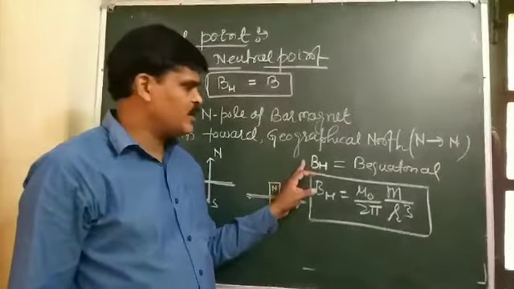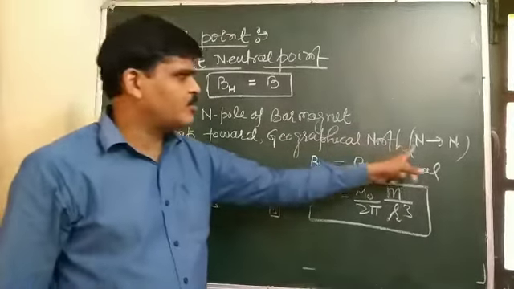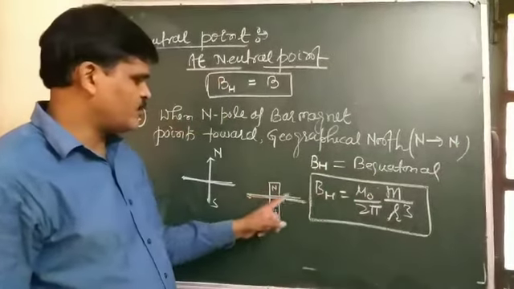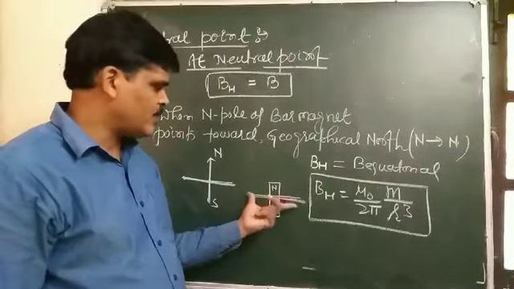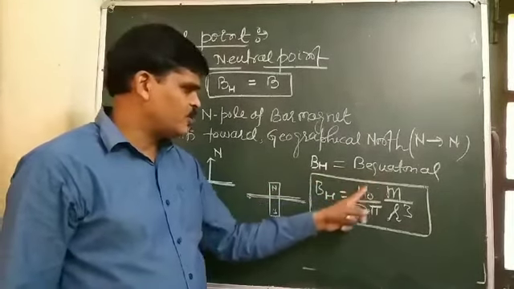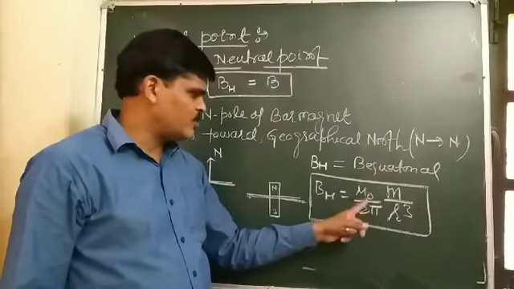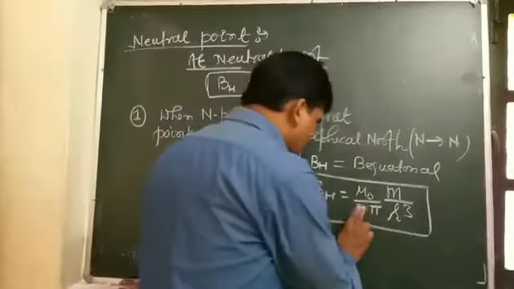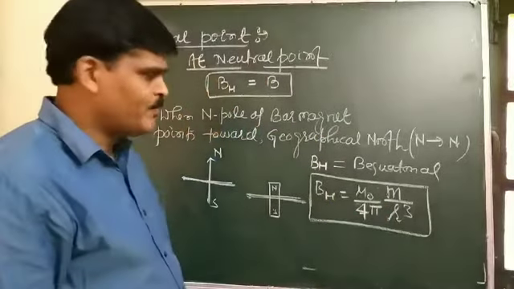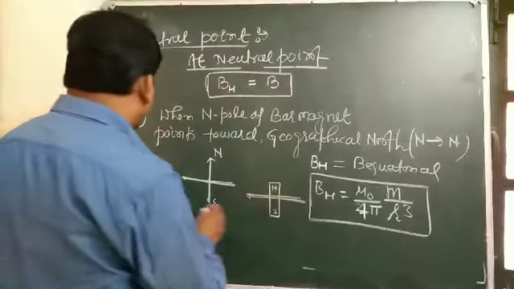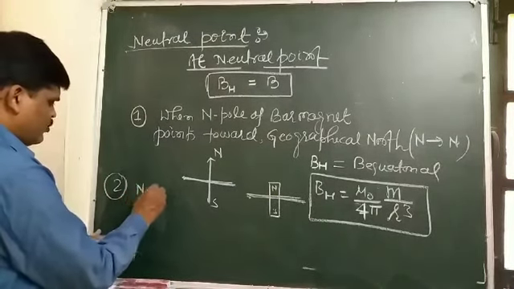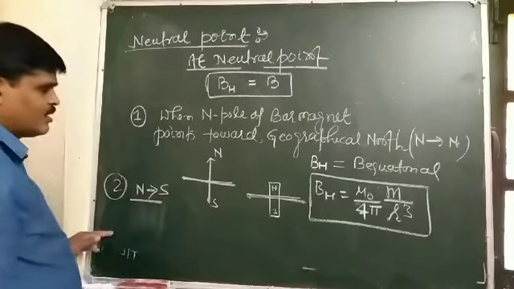So at a neutral point, when the north pole of the bar magnet points toward the geographical north, the neutral point is obtained at the equatorial point of a bar magnet. In that case, BH equal to B equatorial. The B equatorial formula you know: mu naught by 4 pi, M by R cube.